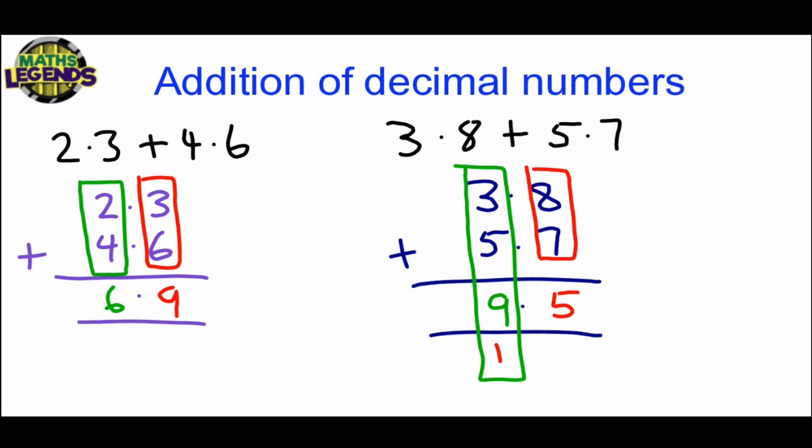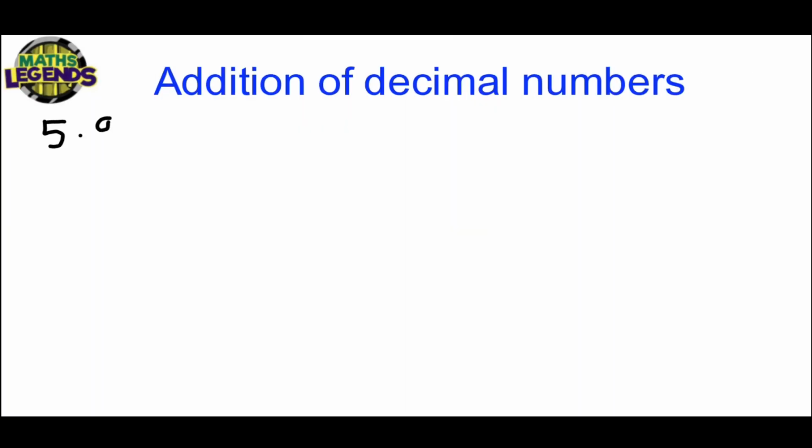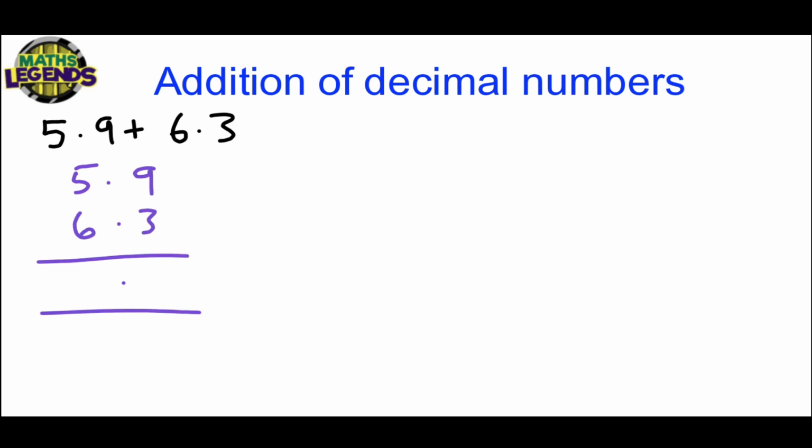Let's have a look at another example. 5.9 plus 6.3. So again, we write this in a column method. So 5.9, 6.3. Then we keep the decimal points aligned. So 9 add 3 is 12. So we place the 2 here and the 1 next to it. And then we do 5 add 6 plus the 1, which gives us 12. So we place the 12 here. So the answer here is 12.2.